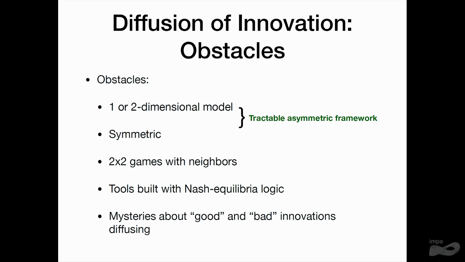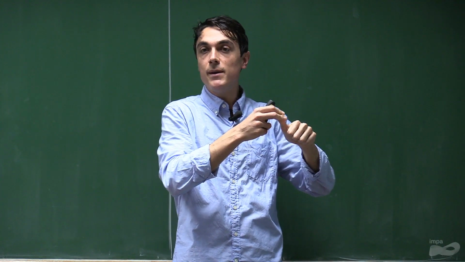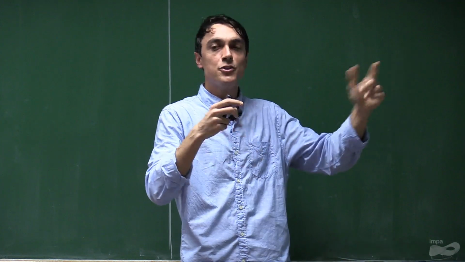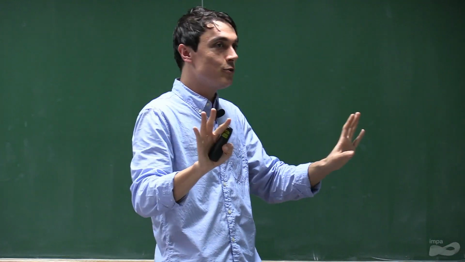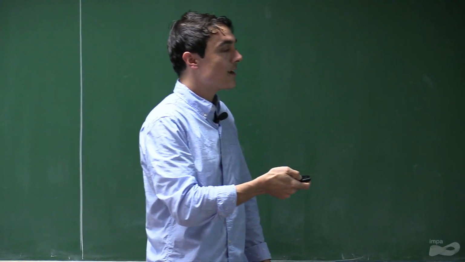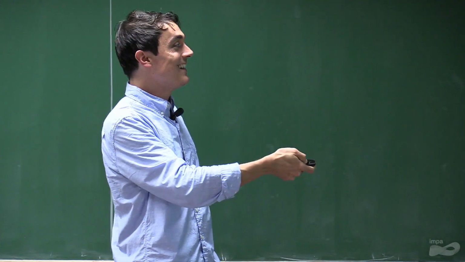So some obstacles are now removed. 1 or 2-dimensional modeling and symmetry: well, we have a tractable asymmetric framework. We can solve a lot of the problems for the full 7-dimensional space. Games are usually 8-dimensional, but without the kernel, it becomes 7-dimensional. And then potential games reduce a dimension too. But I didn't explain what potential games are.